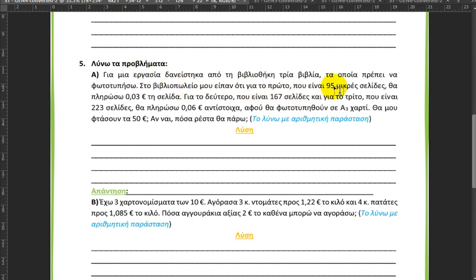Okay, so we borrowed 3 books for an exercise, and we have to copy them.